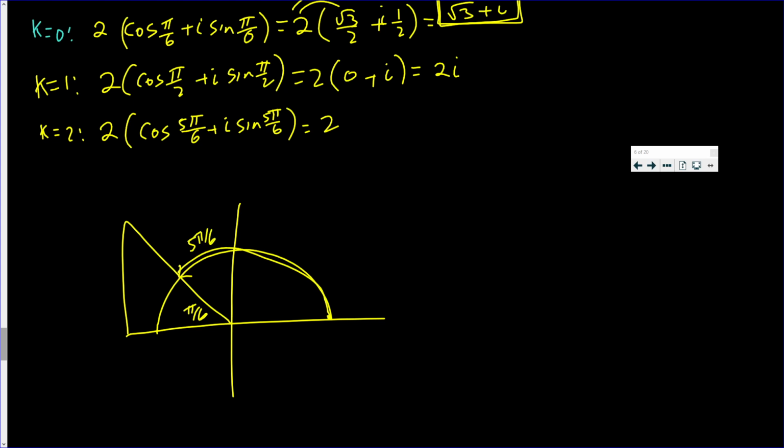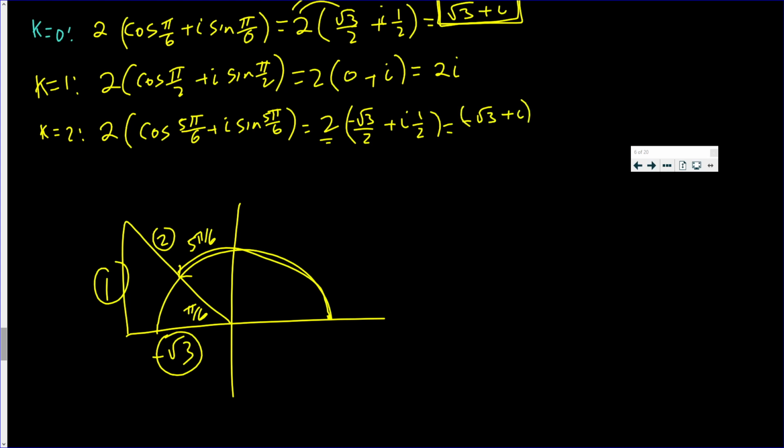So that angle right there, from here to here, is 5 pi over 6. But this reference triangle tells me the sine and cosine of this angle. This is 1, this is 2, this is negative square root of 3. The cosine of this angle is negative radical 3 over 2, plus I times the sine of this angle, which is one half. And when I multiply by 2, I get negative radical 3 plus I. Fairly similar to that answer. Okay, that is when k is equal to 2.